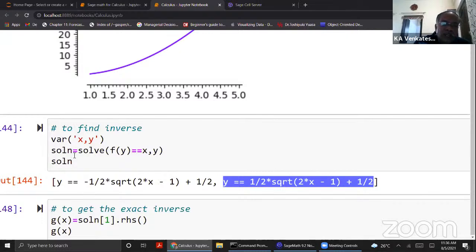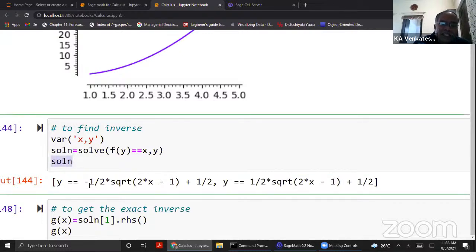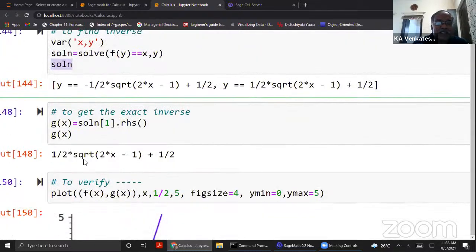I stored this in the variable solution. In this representation, the index is 0, this is 1. Therefore, I define g of x as a function, g of x equal to solution[1] dot, that index 1, dot RHS. Only it will extract the RHS of the solution value. So that is going to give us 1 by 2.